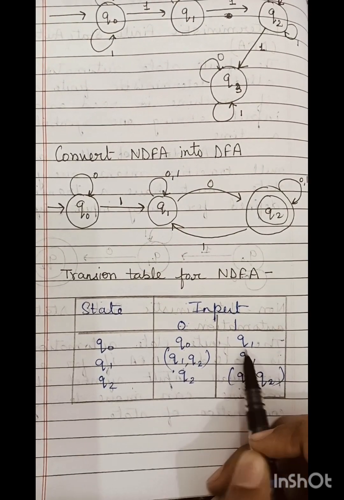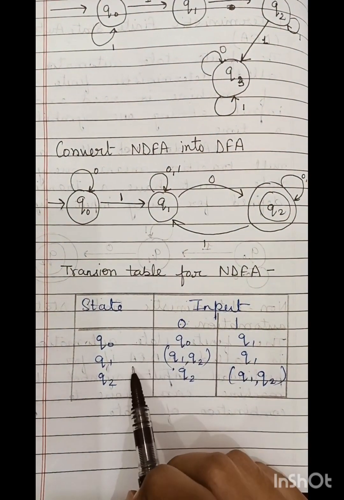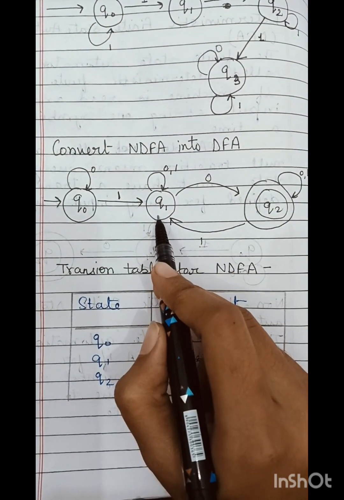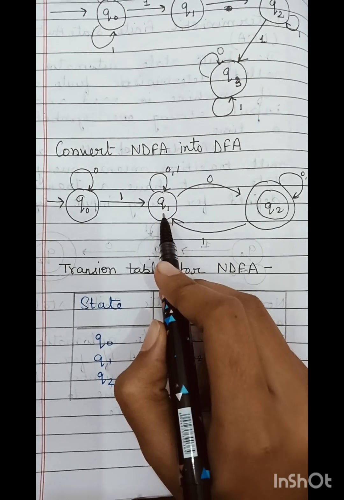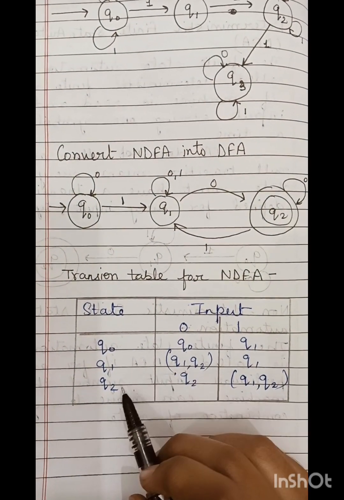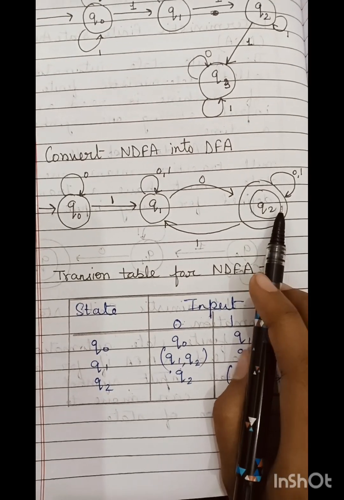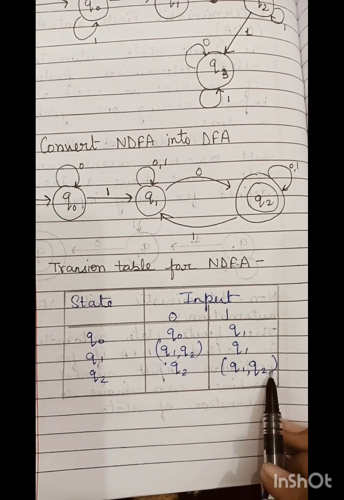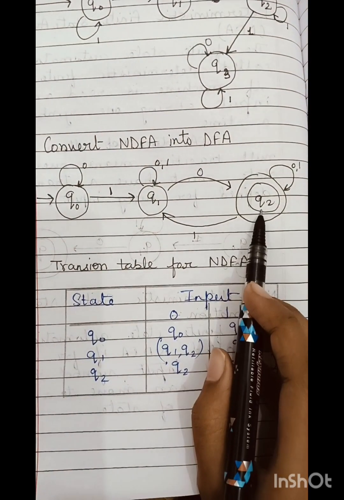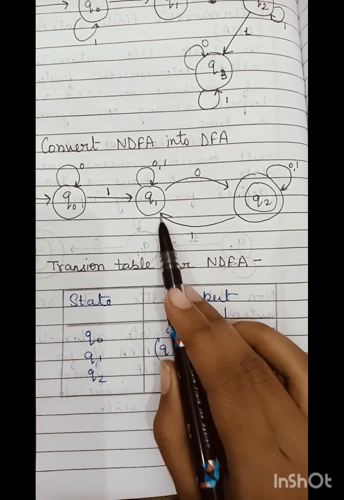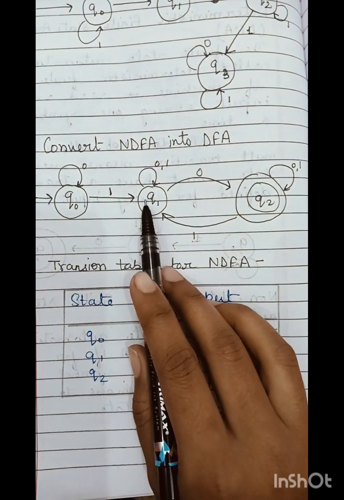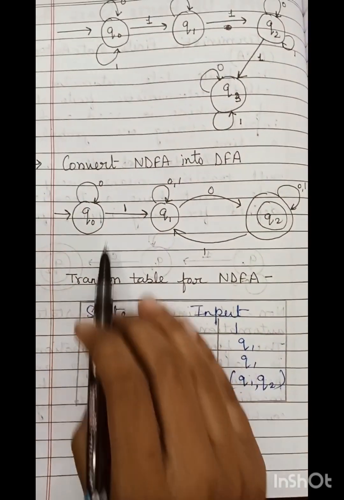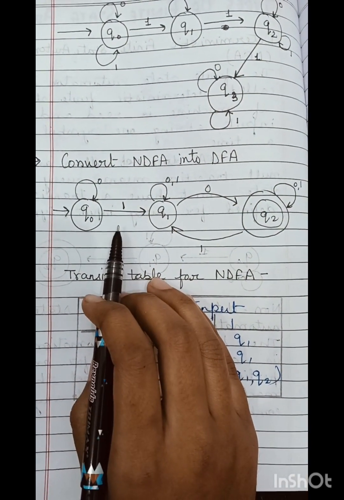Now when the input is 1, for Q1 we get Q1 only, because this arrow points towards Q1 only. Next is Q2. For this final state, whether the input is 0 or 1, we get Q2, so Q2 will be in both. And for input 1 we also get Q1, because Q2 also gives Q1 on input 1, so we will write Q1, Q2. So this is the transition table of this NDFA problem.